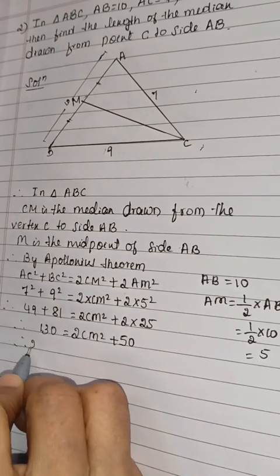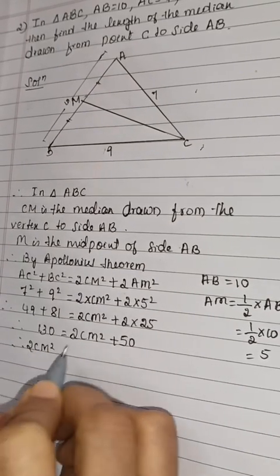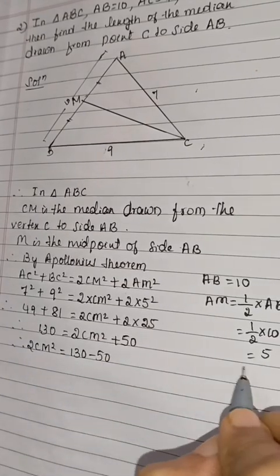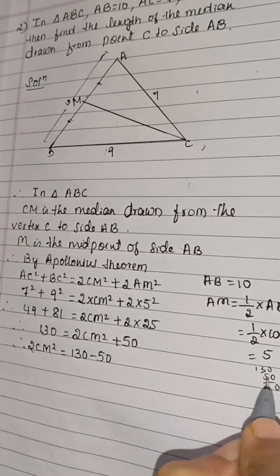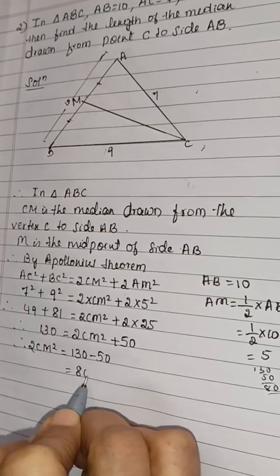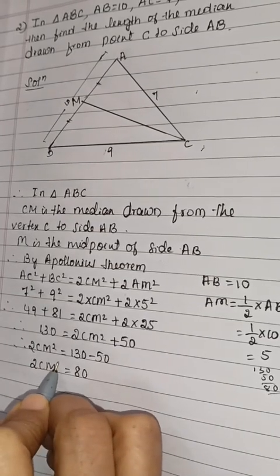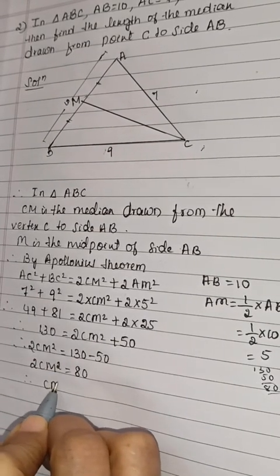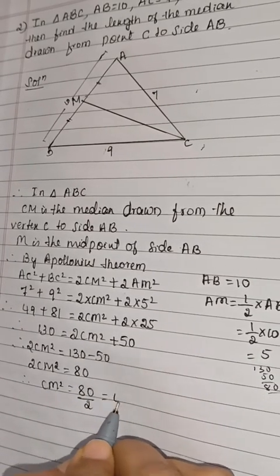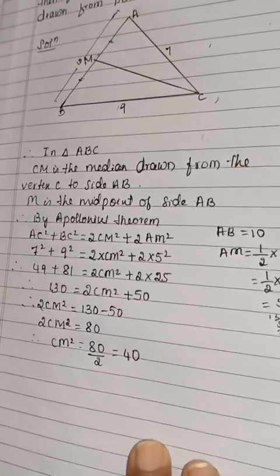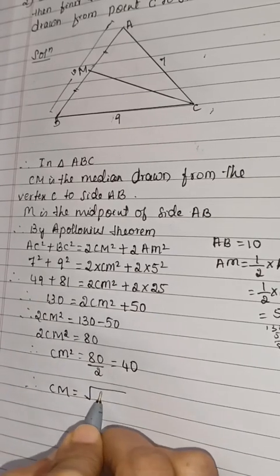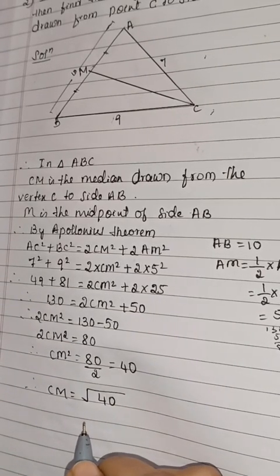Therefore, now we have to find out cm square. 2 cm square, bring it to the left hand side, becomes 130 minus 50. 130 minus 50, how much? 80. This is, 2 cm square is 80. Therefore, cm square is 80 by 2. That is 40. Cm square is 40. Therefore, cm is square root of 40.